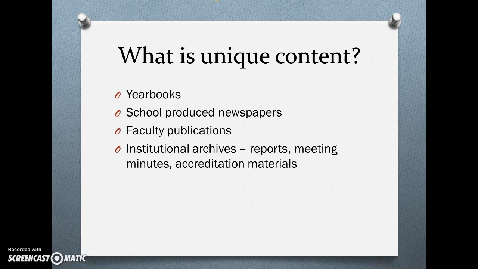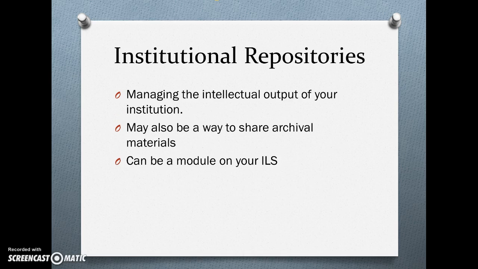I know that at Gateway Community College that I was at in New Haven, Connecticut, we sometimes did a yearbook. It depended on if the students had enough energy to keep the yearbook going or not. We didn't have a newspaper, but we did have a literary journal that came out occasionally. And we didn't really have faculty publications, but we had a little institutional archive. And institutional archives are things like reports, accreditation materials, meeting minutes. These are public documents that could be shared across the campus if they were in an institutional archive and described correctly.